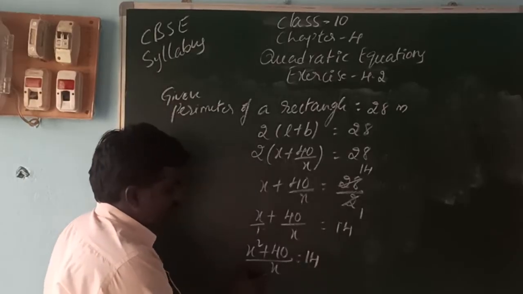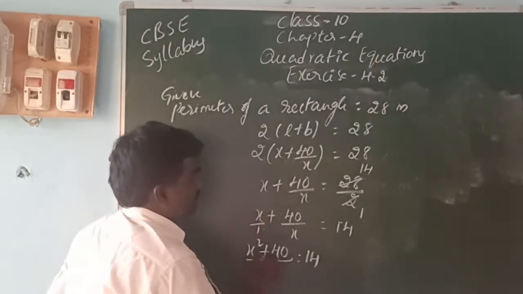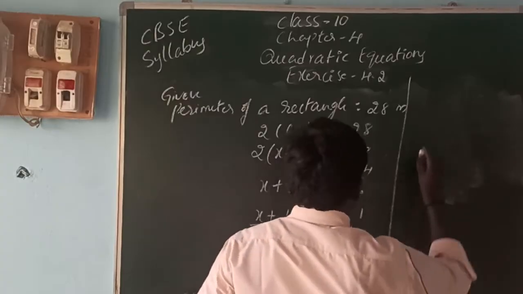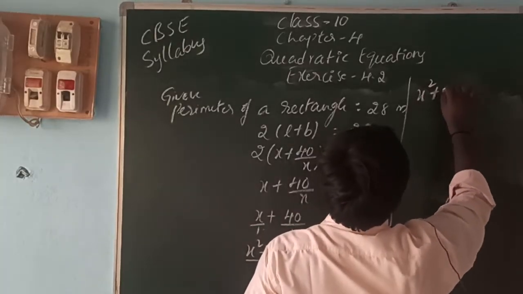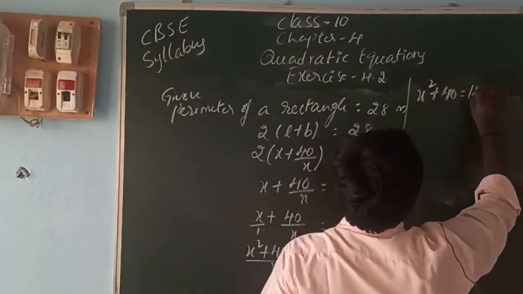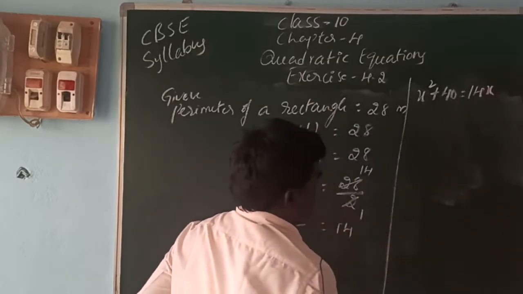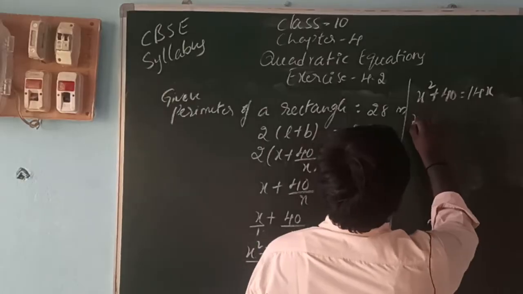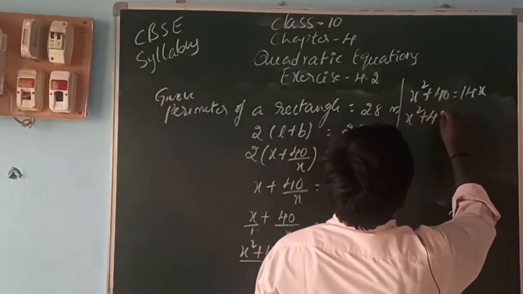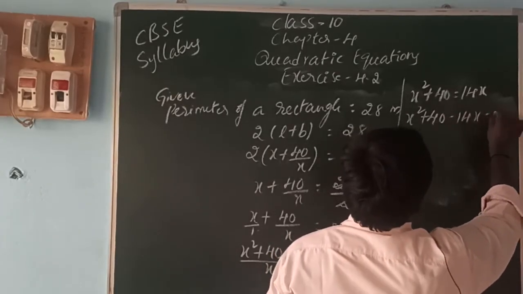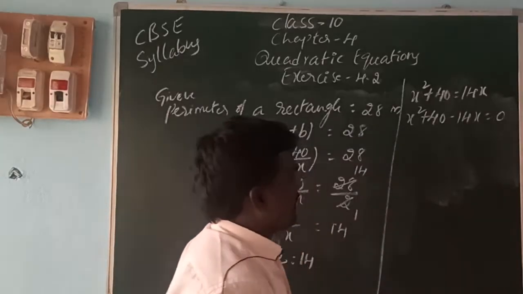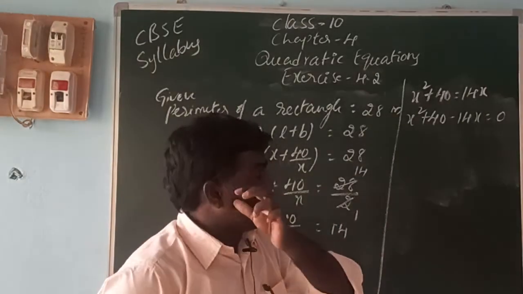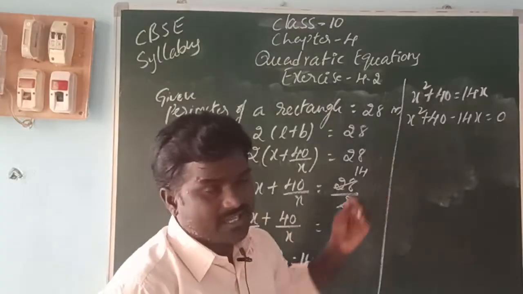So here the x is in the denominator, this x is moving to the right side as multiplication. So here x square plus 40 is equal to 14 into x, 14x. So plus 14x comes to the right side as minus. So here x square plus 40 minus 14x is equal to 0. So now we can write the equation in standard form, that is, degree wise.